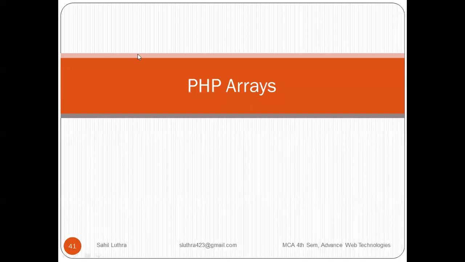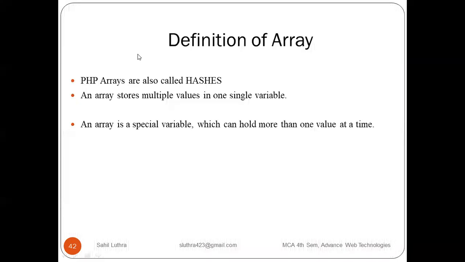So today we are going to discuss arrays in PHP. So basically, what is an array? As previously you read, an array is a collection of homogeneous data elements. But now we are going to learn what an array is in PHP. The first point is that in PHP, arrays are called hashes. An array stores multiple values in one single variable.